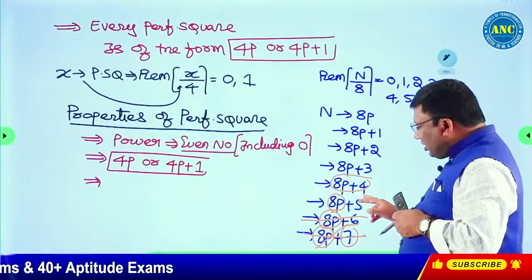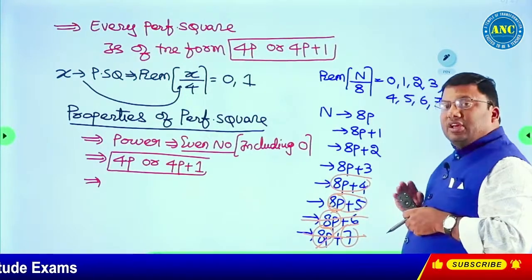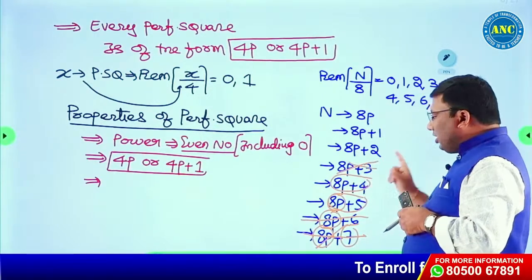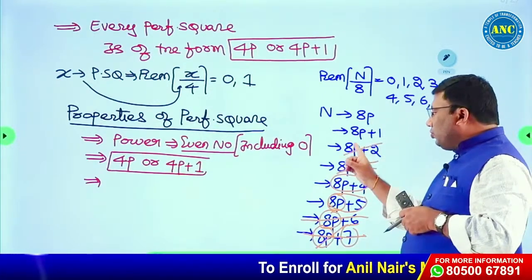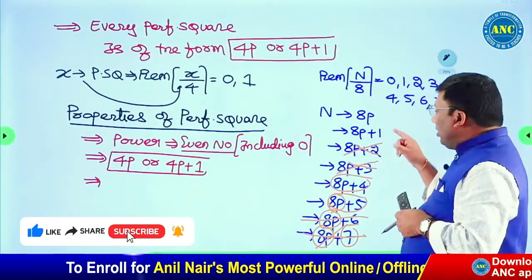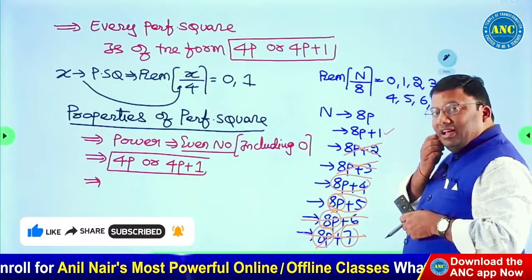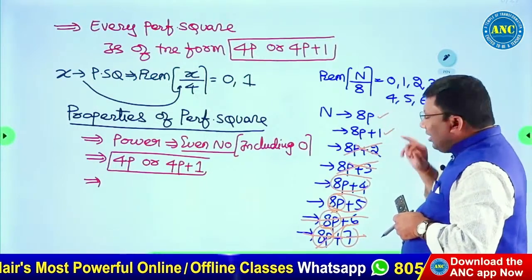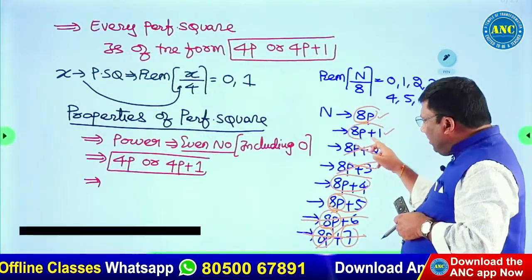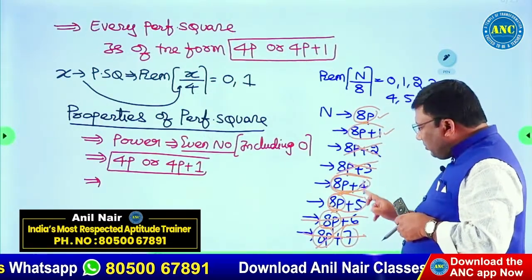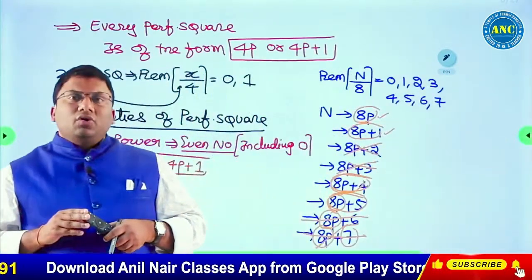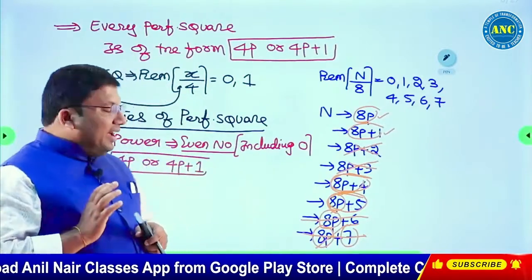These could be the chances. 8p plus 3 gives a remainder 3, not possible. 8p plus 2 gives a remainder 2, not possible. 8p plus 1 gives a remainder 1, there is a possibility. 8p gives remainder 0, so this can be a possibility. Are you all with me? I hope the idea is clear.